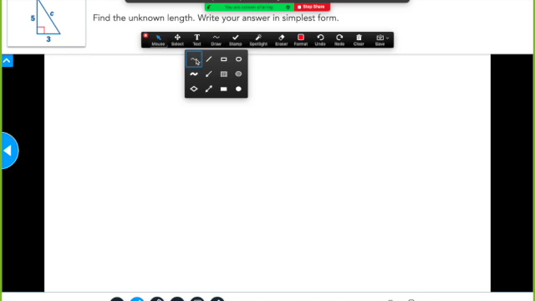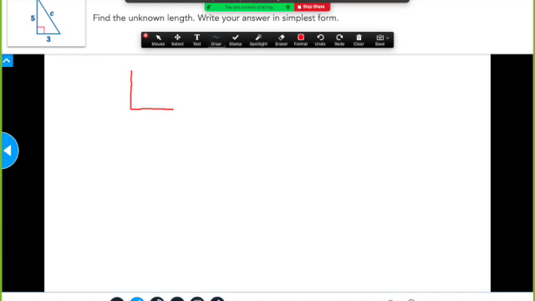Okay, so if we're looking for c here, we need to first find out what c is. Is c the hypotenuse? Is c the leg? We need to make sure that we know what that side is called. So the first thing I'm going to do is circle the right angle and then draw an arrow to the opposite side. That tells me that c here is my hypotenuse.